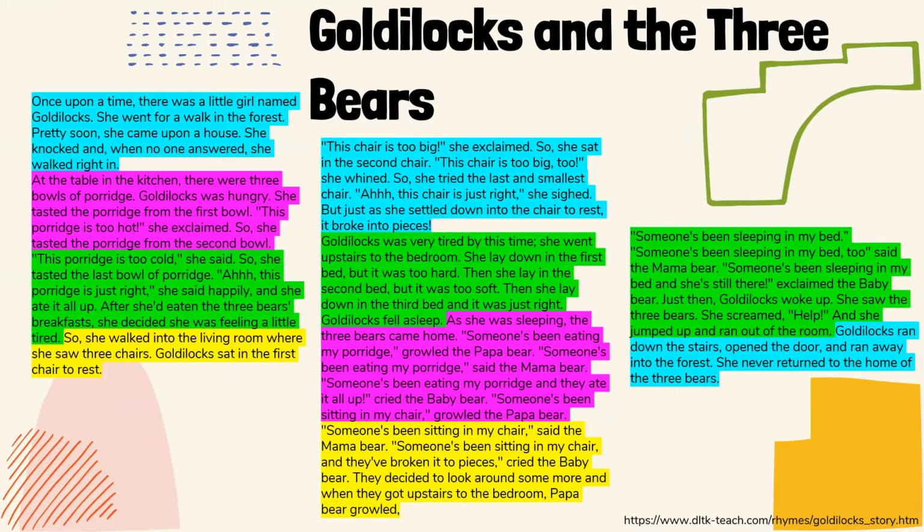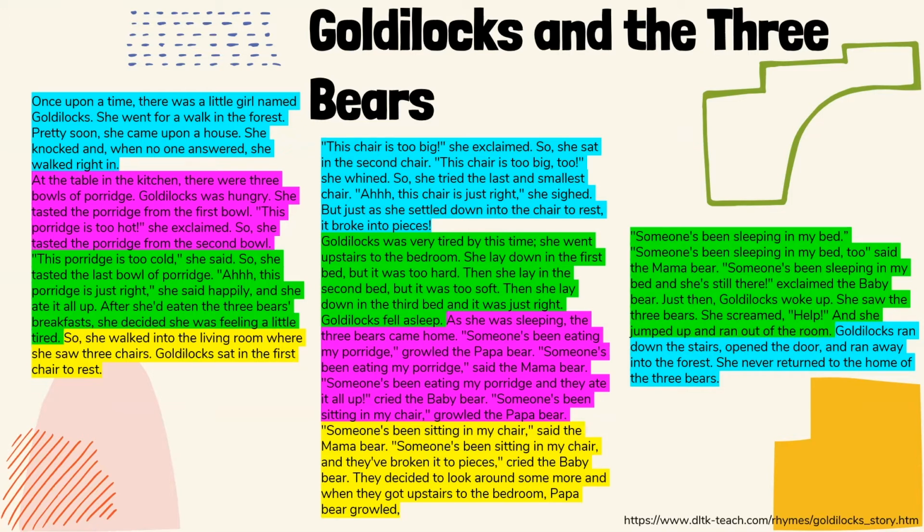After she'd eaten the 3 Bears' breakfast, she decided she was feeling a bit tired. So she walked into the living room where she saw 3 chairs. Goldilocks sat in the first chair to rest. "This chair is too big," she exclaimed. So she sat in the second chair. "This chair is too big too," she whined. So she sat in the last and smallest chair. "Ah, this chair is just right," she sighed. But just as she settled down into the chair to rest, it broke into pieces.